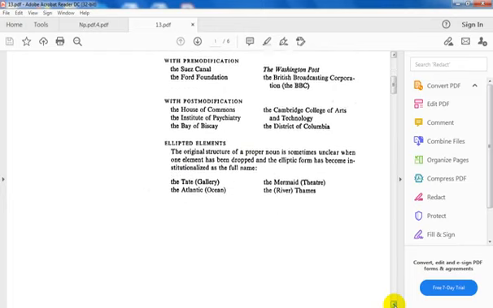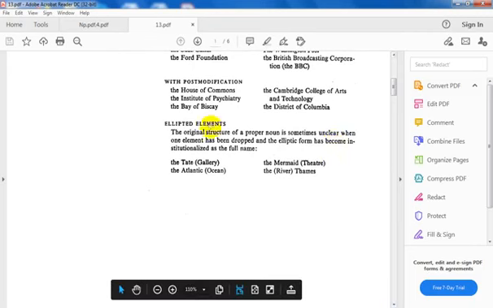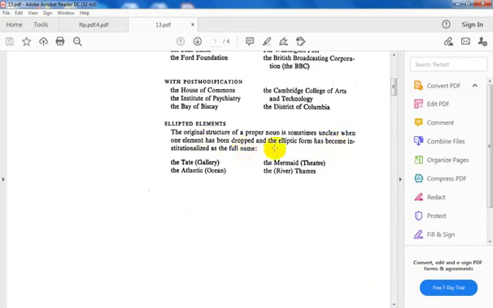Elliptic elements, in which I have something omitted. The original structure of a proper noun is sometimes unclear when an element has been dropped and the elliptic form has become institutionalized as the full name. Like we said, the Tate Gallery; we say Zawraa Park. I can omit the Park and say Zawraa, and I will understand. The Mammoth: I will understand that the Mammoth refers to a theater. The Atlantic, without mentioning the word ocean, I will understand that it is the ocean, and so on.